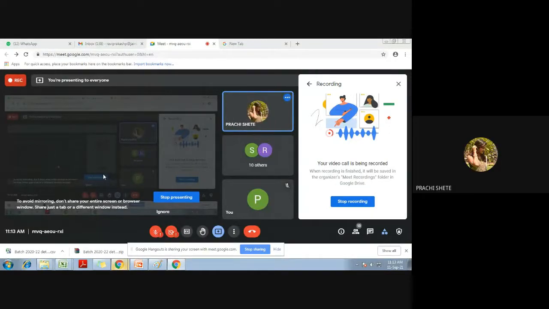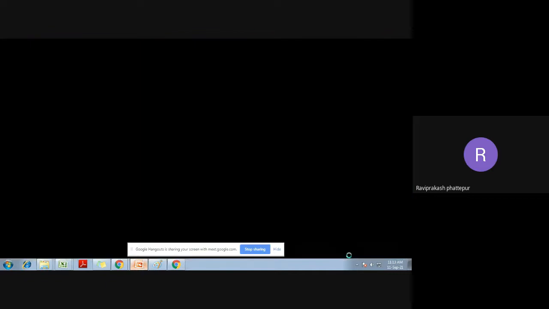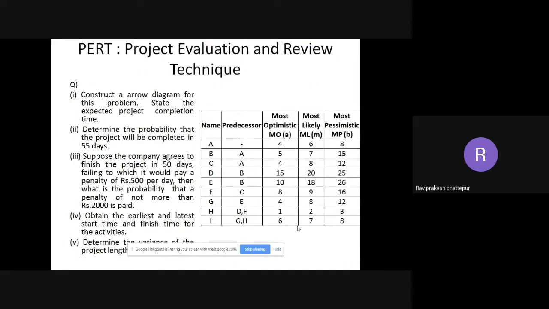Yes, sir. So as I told you, we'll be starting with the part of the syllabus, that is the project evaluation and review technique. Okay, so that is your part. You can see on the screen now. So this is PERT, project evaluation and review technique. So take down this particular sum.